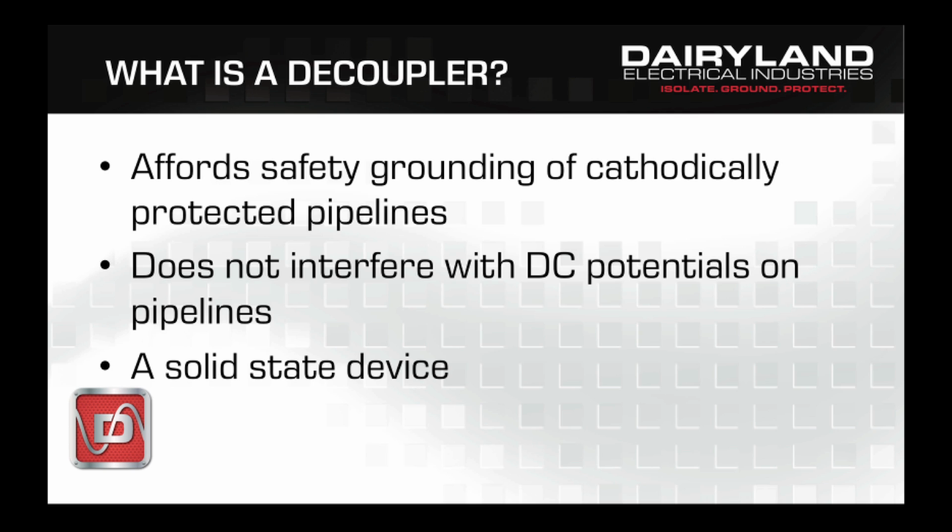The challenge is that these negatively charged structures also require a means of safety grounding, but the two goals stand in opposition to each other. How to ground the structure without interfering with the negative charge? Enter the decoupler, a solid-state device that allows safety grounding of a structure, such as a pipeline, without interfering with the protective charge that is placed on it.